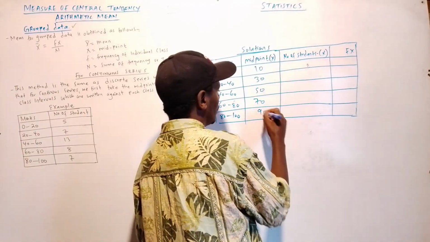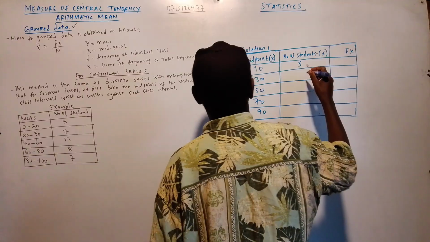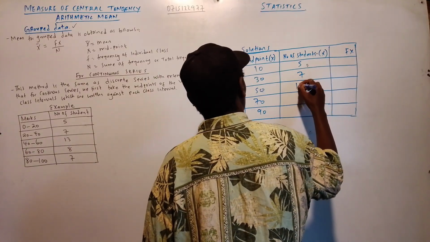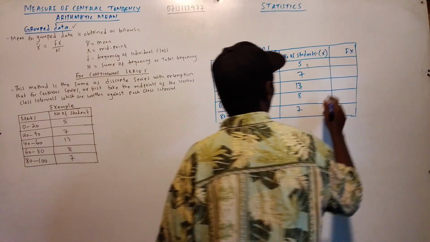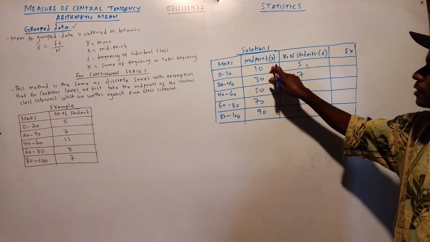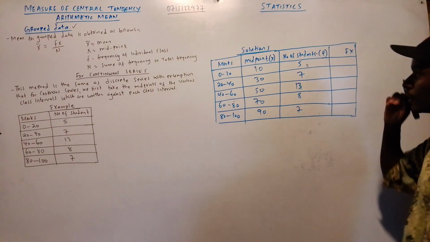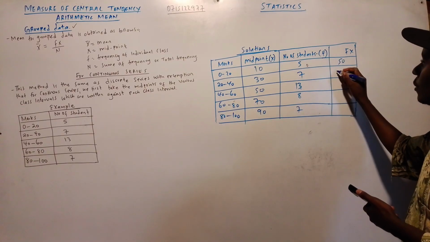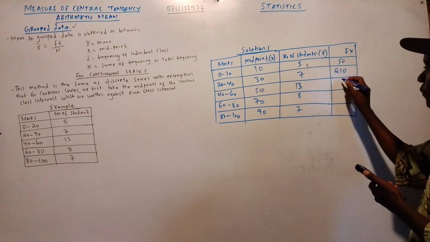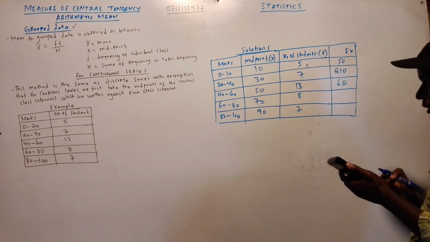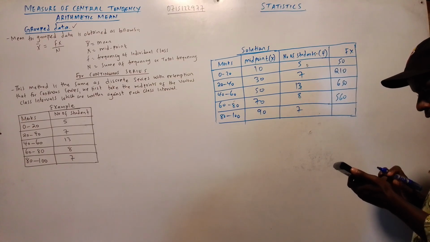Then you have the number of students: 5, 7, 13, 8, then 7. Then you find fx, which is f times x. So this one is 50, this one is 210. We have 50 times 13, 650. Then 70 times 8, 560. Then 90 times 7, 630.